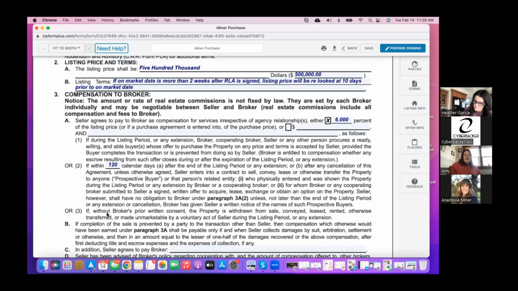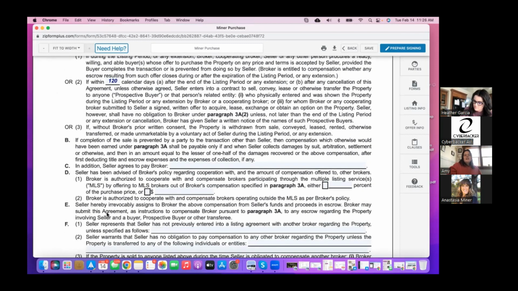So that's A. B is if completion of the sale is prevented by a party to the transaction other than the seller, then compensation which otherwise would have been earned under paragraph 3A shall be payable only if and when seller collects damages by suit, arbitration, settlement, or otherwise, and in an amount equal to the lesser of 1/2 of the damages recovered, or the above compensation after first deducting title and escrow expenses and expenses of collection, if any.